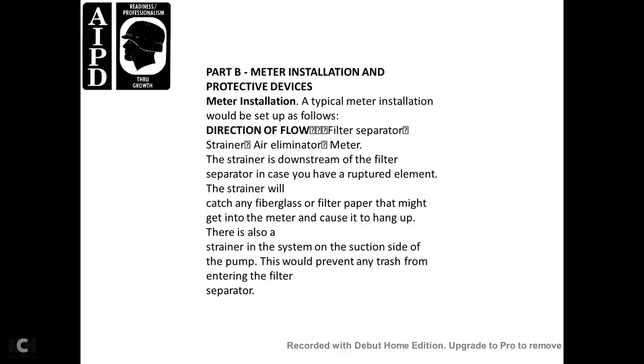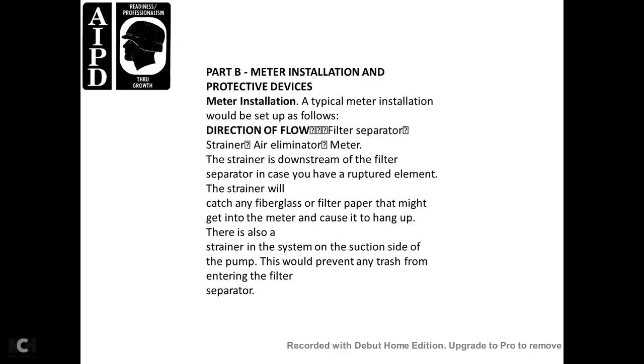Part B, meter installation, protective devices. A typical meter installation would be as follows, in the direction of flow: the filter separator, strainer, air eliminator, meter, and the strainer downstream of the filter separator. In case of a ruptured element, the strainer will catch any fiberglass and filter paper that might get in the meter and cause it to hang up.